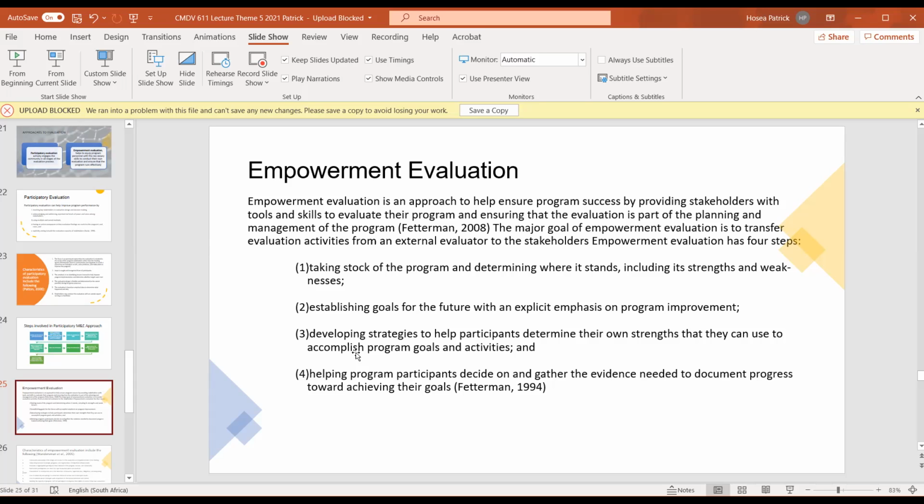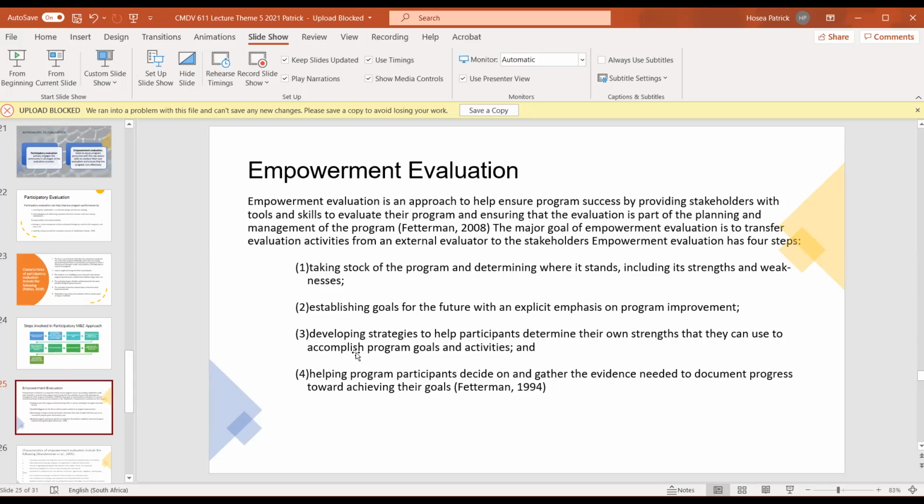This is our strength, this is our weakness. This is where we want to go. What is the goal for the future for your project, right? And then when you have determined the goals for the future, you also develop strategies to help determine our strengths, right? And our weakness. How do we determine that? We have to come up with strategies to determine that.